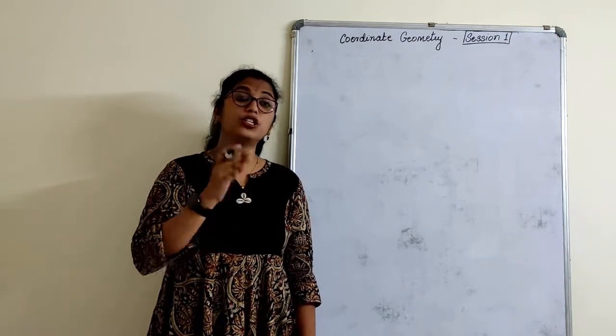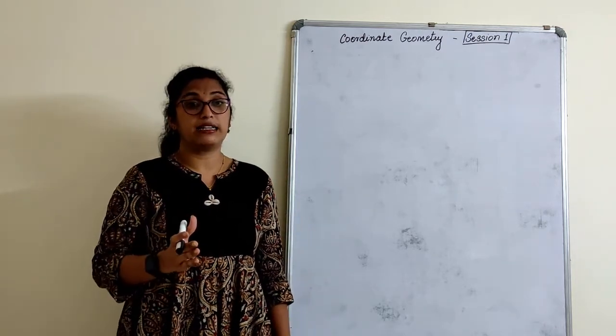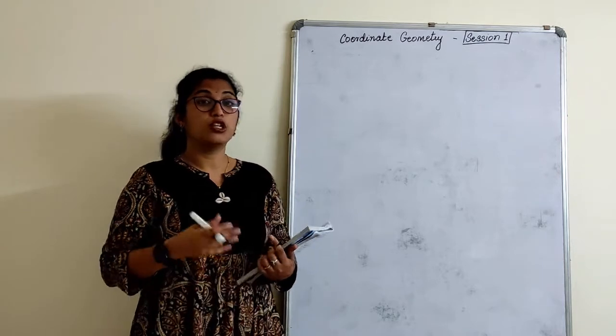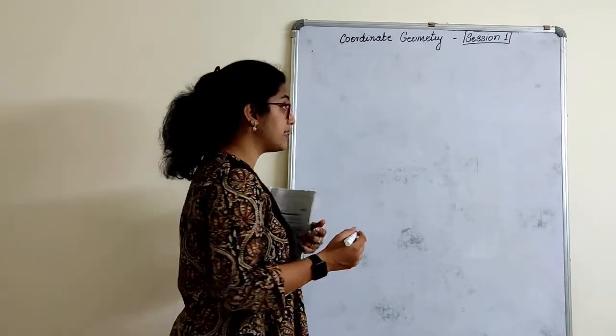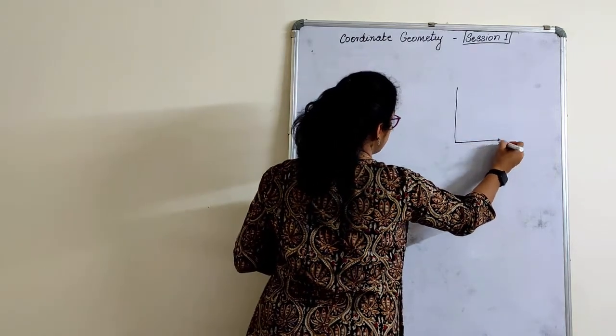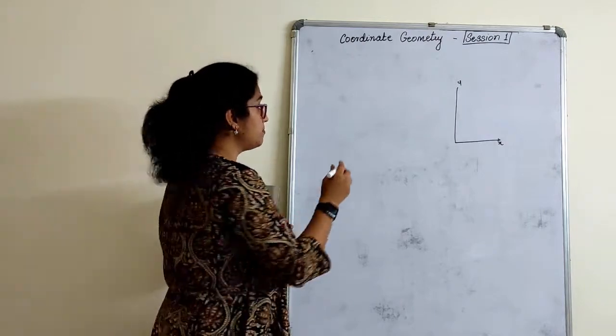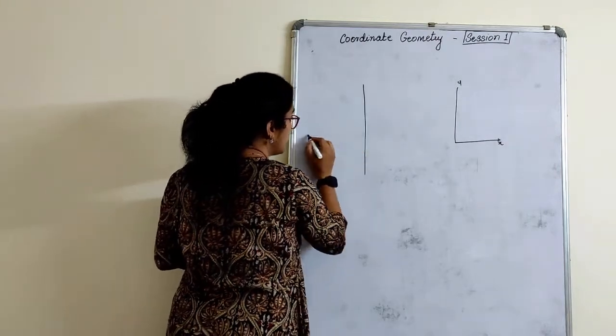A plane whose axes are mutually perpendicular to each other. We call that a Cartesian plane. Till 7th or 8th standard you have studied a plane which has only x and y axis, right? Here we study a Cartesian plane. Now what do you mean by a Cartesian plane?